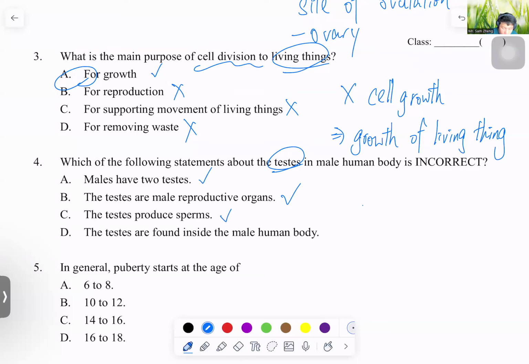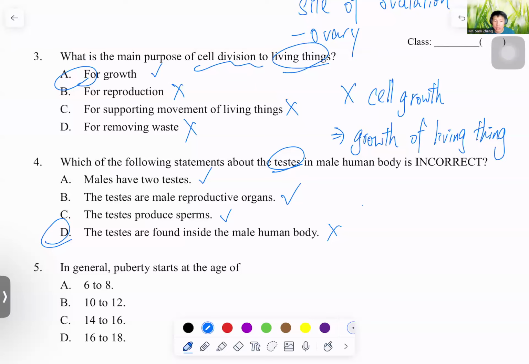While for option D, it should be incorrect. Why? Because the testes are found inside the male human body. Although there is skin, like the scrotum, that covers or holds the testes, the scrotum is outside the body. It is not inside the human body.